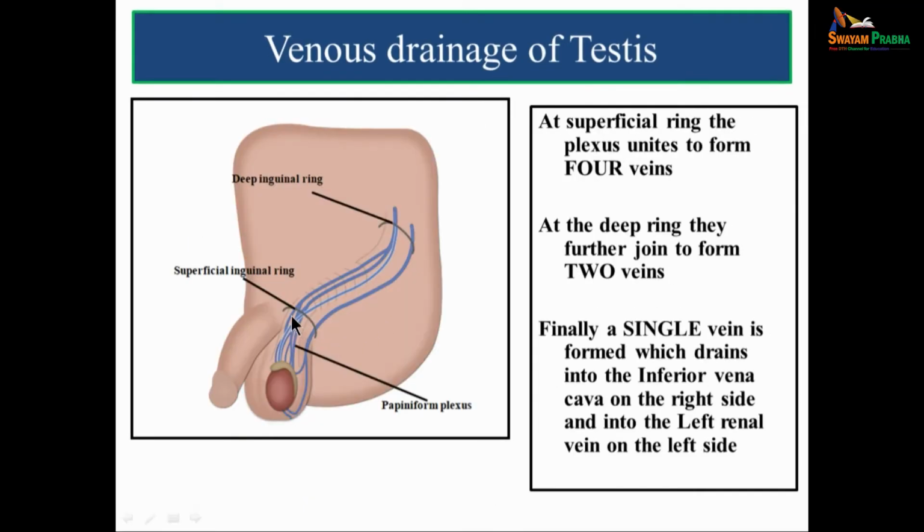At the superficial ring, this plexus of veins unites to form 4 veins. They travel through the canal, and at the level of the deep inguinal ring, they further join to form two veins. Finally, a single vein is formed which drains into the inferior vena cava on the right side and into the left renal vein on the left side.